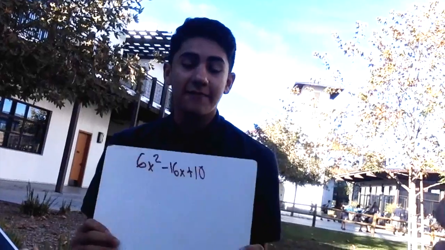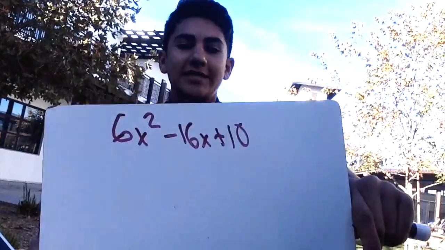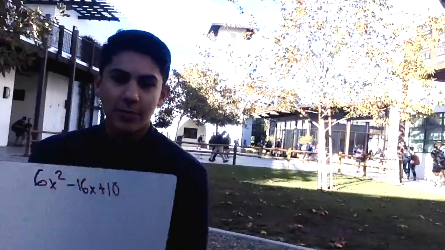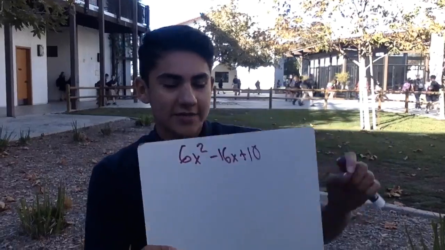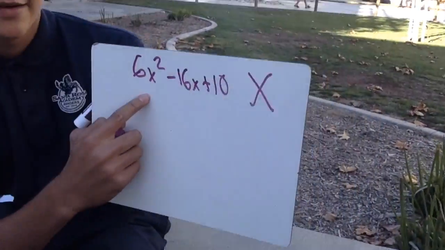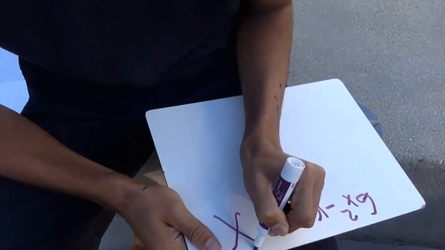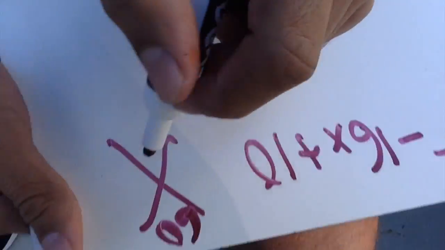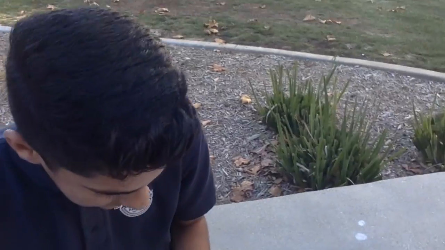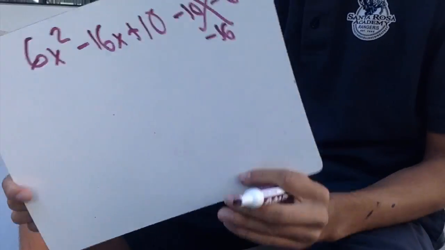Today we are going to factor this equation: 6x squared minus 16x plus 10. So you start by doing the little X factoring thing. Since this equation has the a, you're going to have to multiply the a times the c. So you get 60 on the top and negative 16 on the bottom. So that would be negative 10 and negative 6.